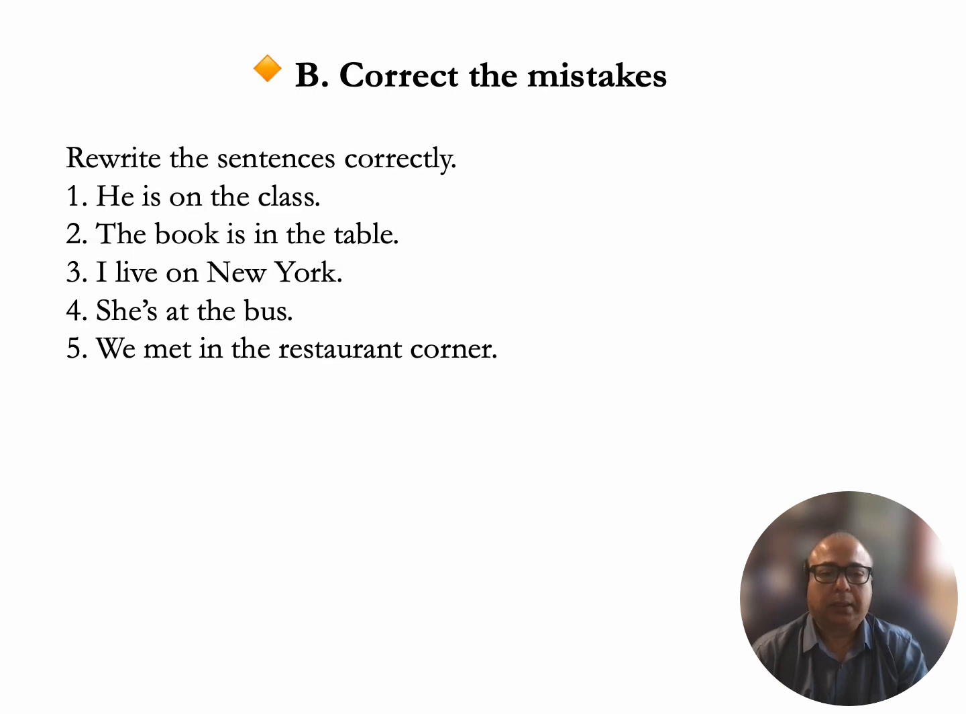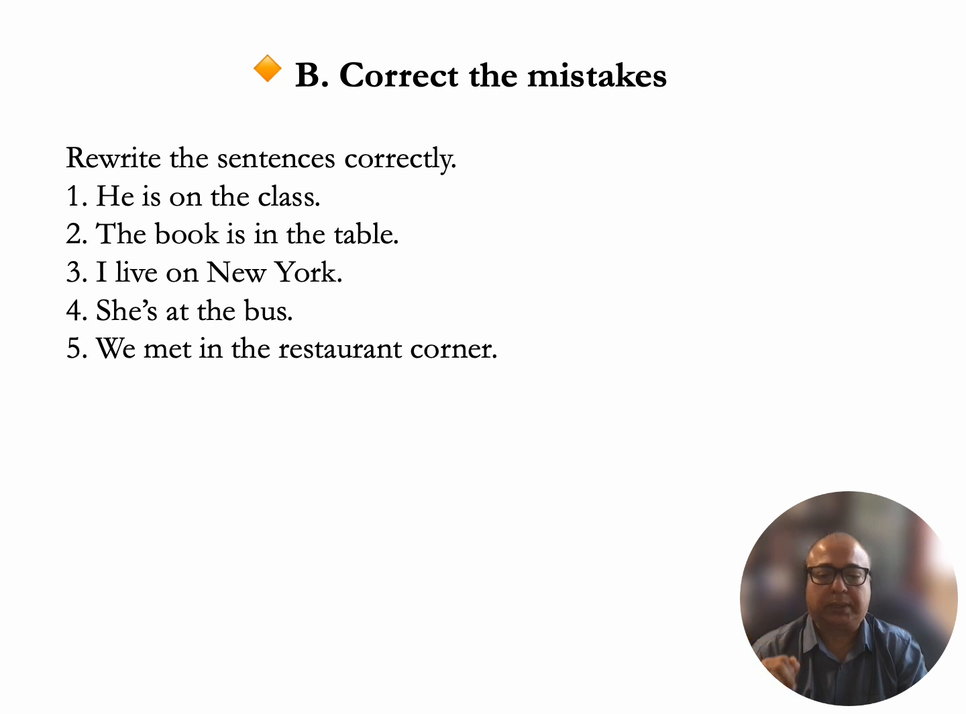Okay. Correct the mistakes. This is another exercise, exercise B. These sentences are all wrong. They're ungrammatical because a wrong preposition is used. He's on the class. The book is in the table. Can you do this exercise? This should take you maybe a minute because you've learned so much.